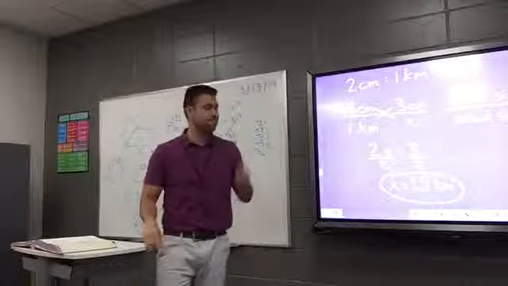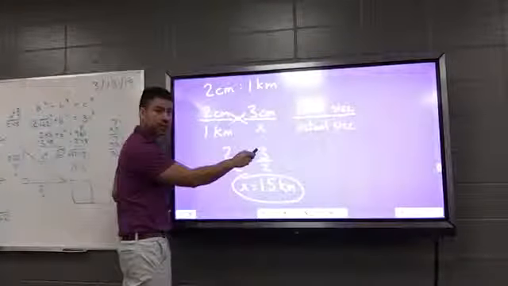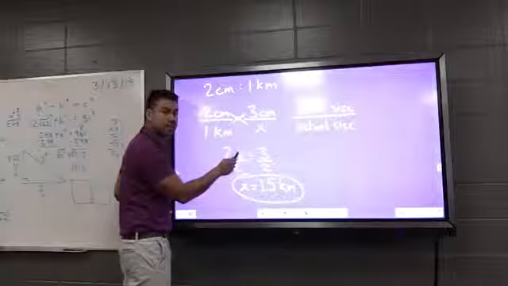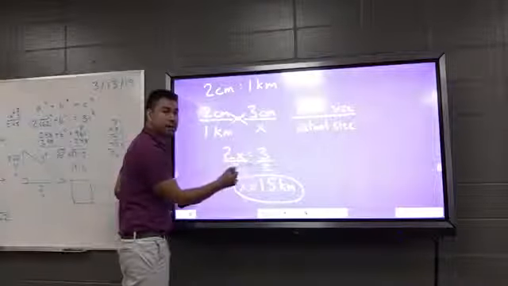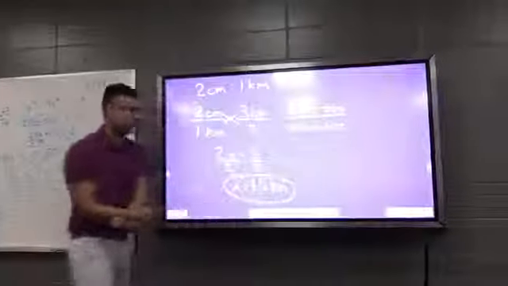Yes, good question. Why did you do 1 and 2? Right here? Yeah. Oh, it's because I had 2x equals 3. And then how do I find out what x is? I divide both sides by 2. So I got my 1.5. So what's the actual distance? It's 1.5 kilometers. Now, how many of you could do that in your head?